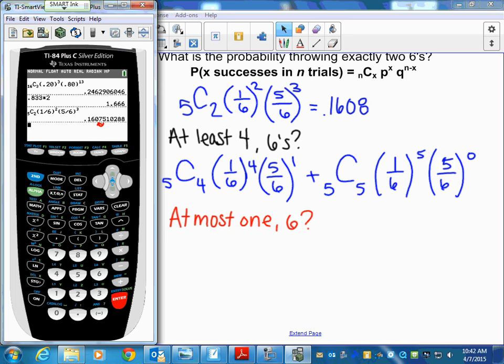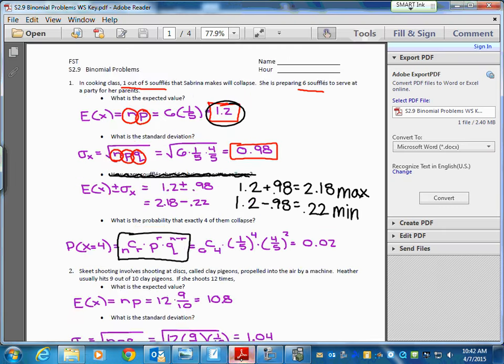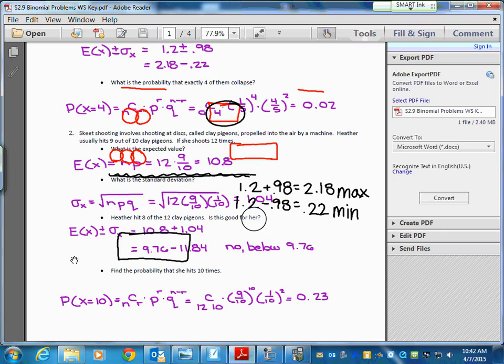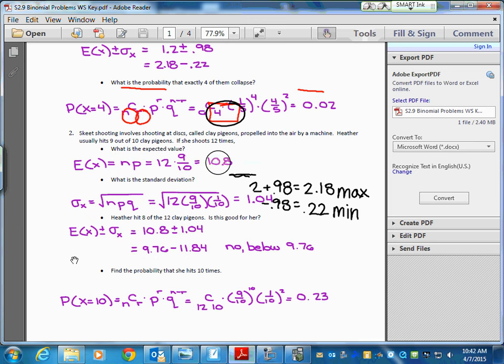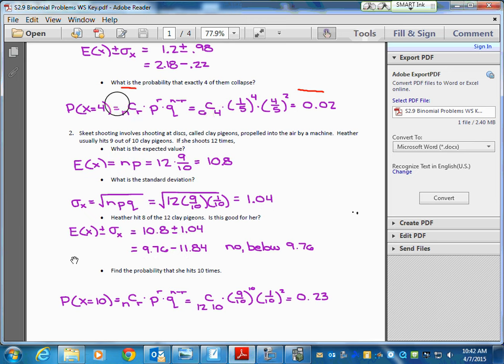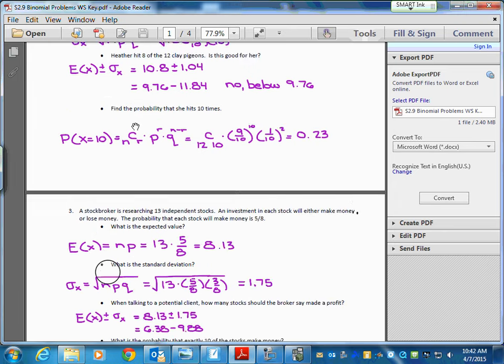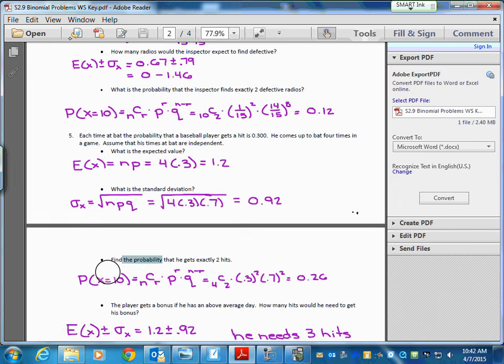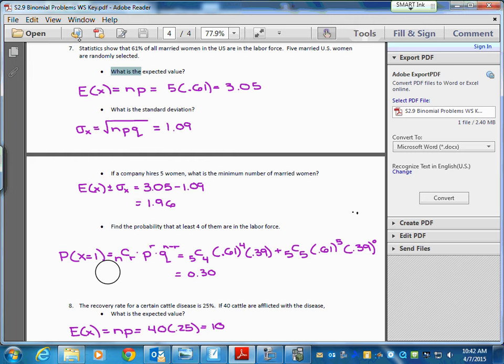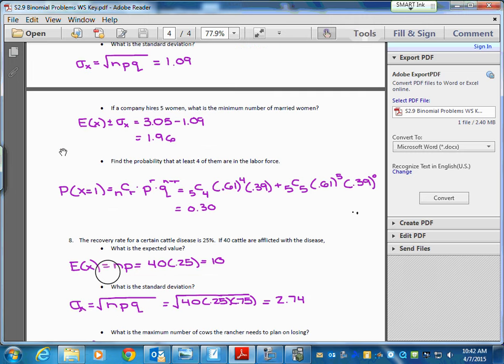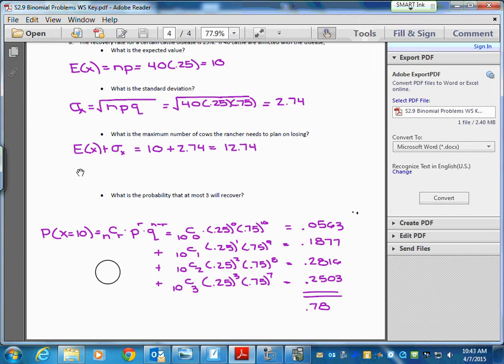Now, the reason why Mrs. Wheeler is bringing this up? Well, if you just look at your homework assignment one more time, I'm going to erase this. What you're going to find is, oh my goodness sakes, at the very end, number 7 and 8. This one says at least 4. You're going to run into that. This one says at most 3 will recover. And what they're doing is they're adding several probabilities together. Okay, so I want you to be careful of that.